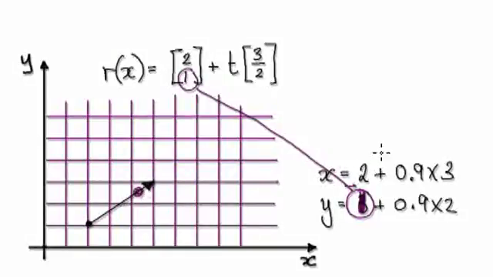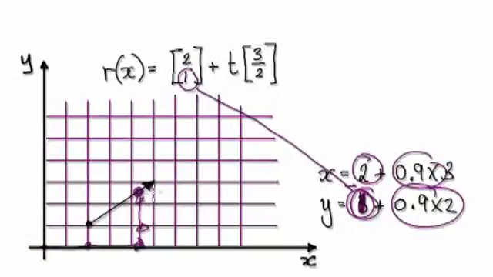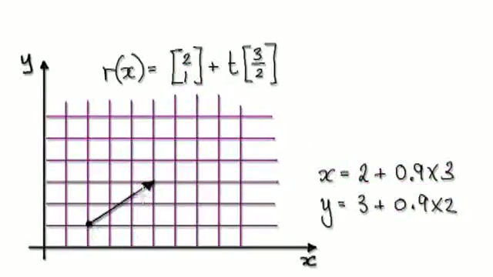To describe this point here, we could go 2 across, 1, 2, and then this amount across. So that's in the x direction, and then in the y direction, go up 1, and then this amount up. So that will then take you to the same place. The point is that going 90% in the diagonal direction is the same as going 90% across here, and then 90% of this vector here.